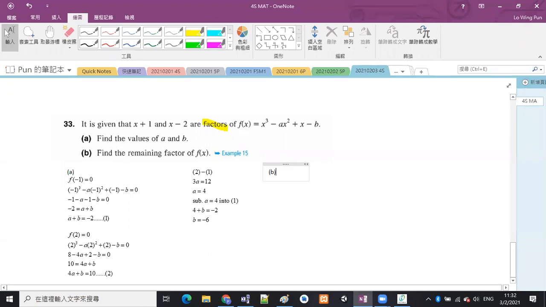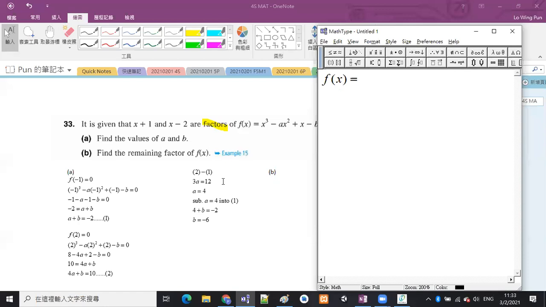Okay, and then part b, find the remaining factor of f(x). So f(x) has 3 factors. The first one is x plus 1, and the second one is x minus 2. And in part b, we are going to find the third one, that is the remaining one. So that is actually to factorize f(x) completely. Okay, so now f(x) is equal to x cubed minus ax squared, and a is 4, so it's minus 4x squared, plus x minus b, that is minus negative 6, that becomes plus 6.